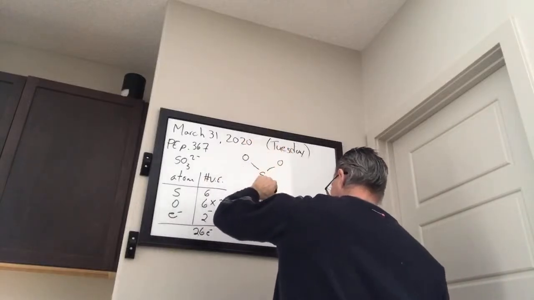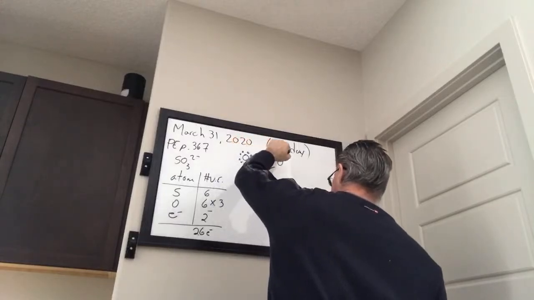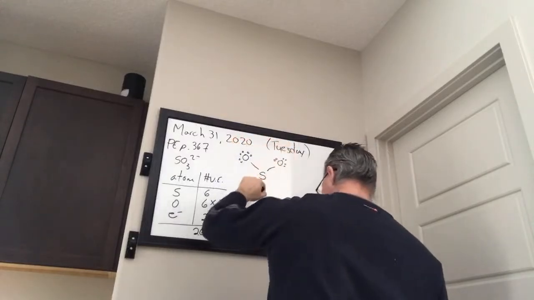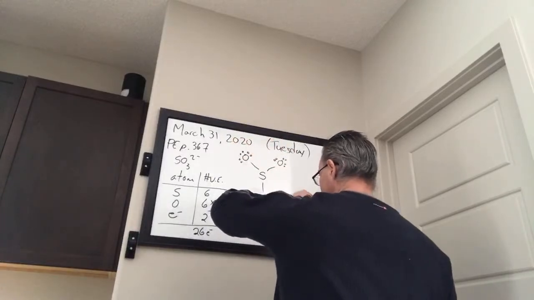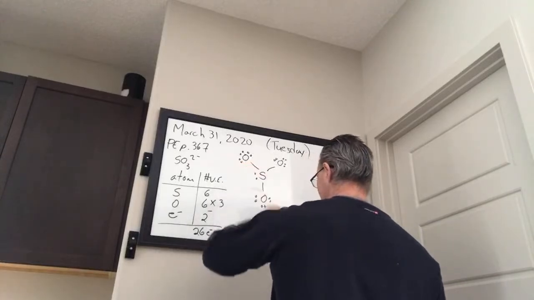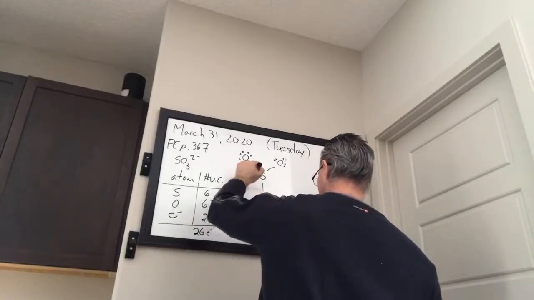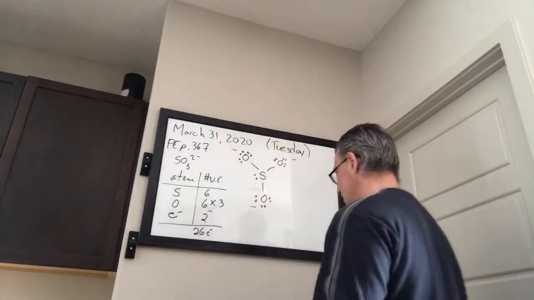Draw your Lewis structure, disperse your extra electrons so that you can give octets to each of the oxygen atoms. 3 times 6 is 18, 20, 22, 24. You've got to have 26, so 2 more on the central atom, and there's your sulfite anion. But if you draw it this way, you're going to have a negative charge on each oxygen.